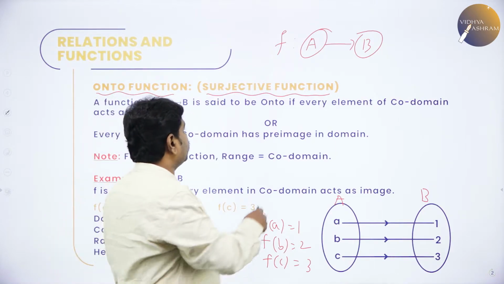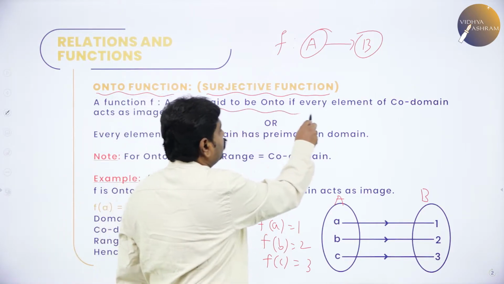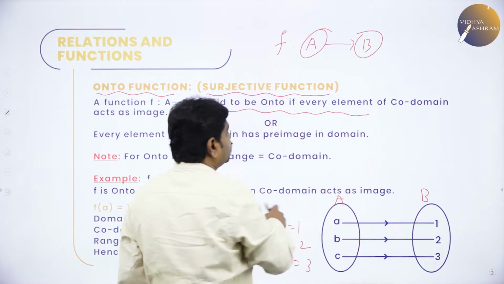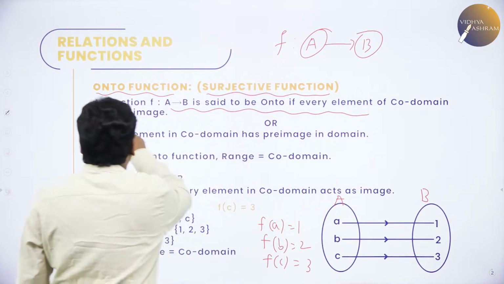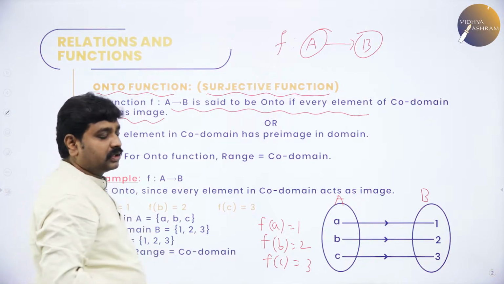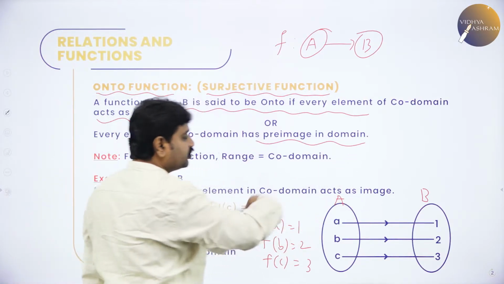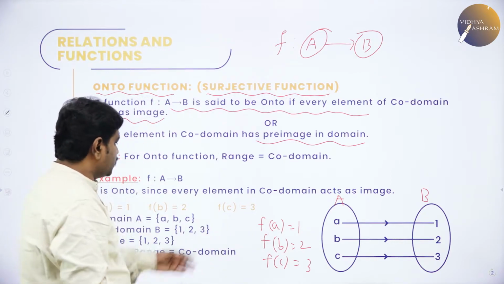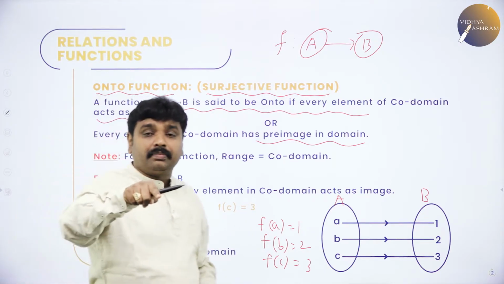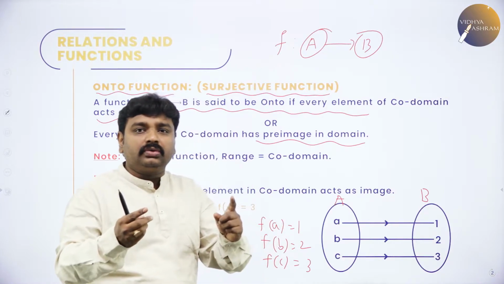In two ways we can say. A function f maps A to B is said to be onto function if every element in codomain acts as image, or every element in codomain has pre-image in its domain. Now this is one example. I'll show another example which is not onto, then it will become clear.